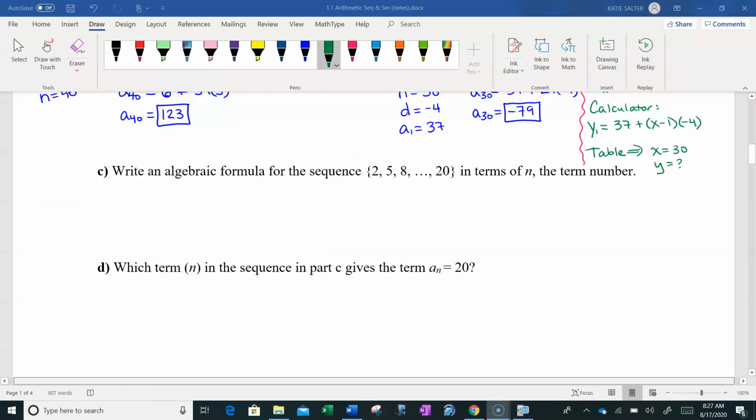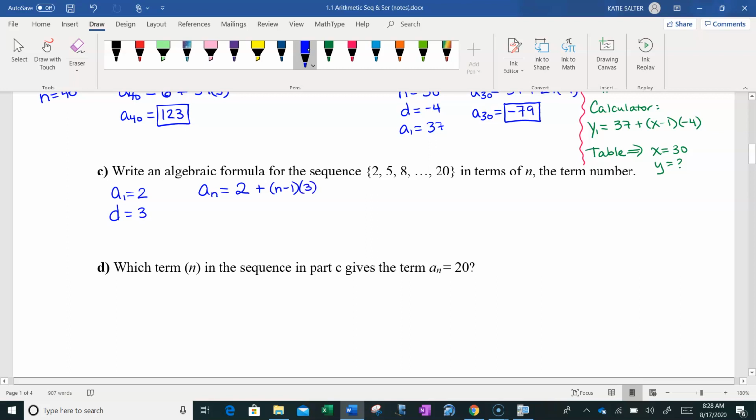Okay, so this one says write an algebraic formula for the sequence 2, 5, 8, all the way down to 20 in terms of n, the term number. All right, so if I'm looking at the sequence, we can see that the first term is 2, and we can see that the common difference in this case is 3. And so we want to come up with a formula. So we're going to use our formula that we learned above. So a sub n equals a sub 1, which is 2, plus n minus 1 times 3.